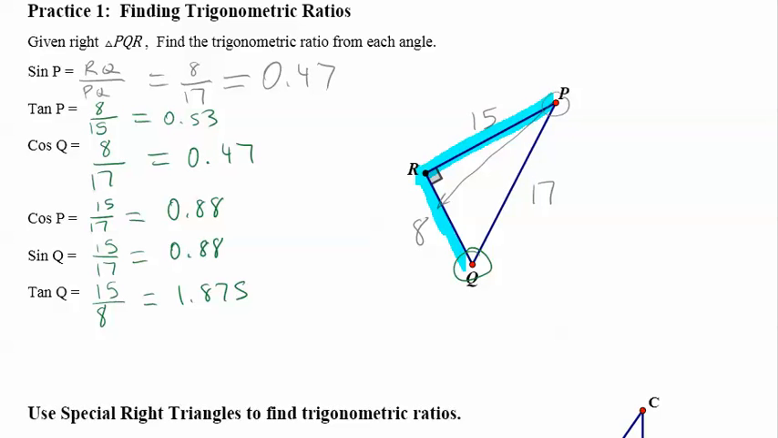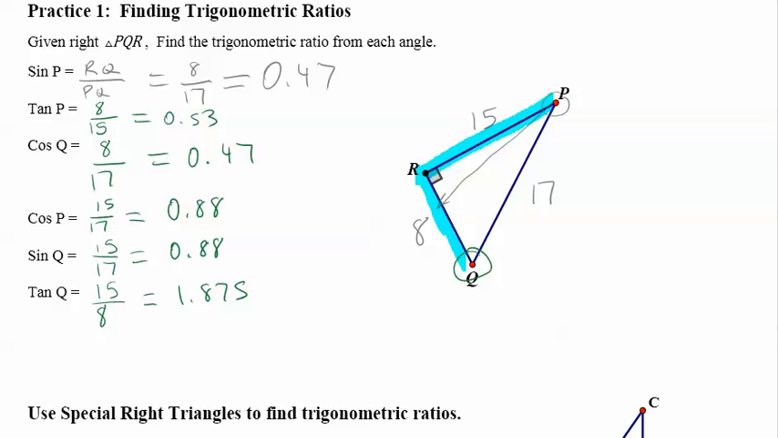Okay, you should be finished by now. You should get 15 over 17 for the cosine of P, and for the sine of Q, 15 over 17. Both of those come out to be 0.88. Then the tangent will be the side opposite angle Q, which is 15, over the side adjacent to angle Q, which is 8. That would give you 1.875.